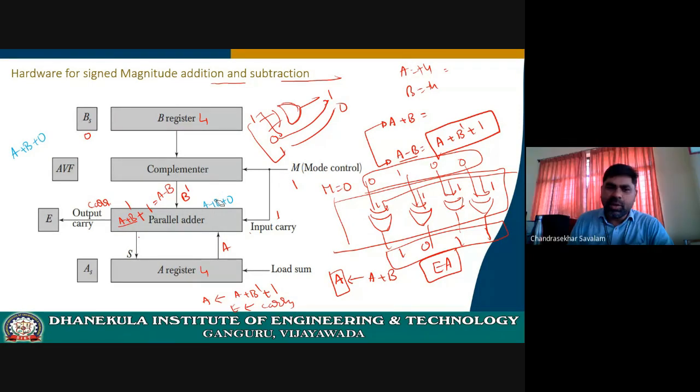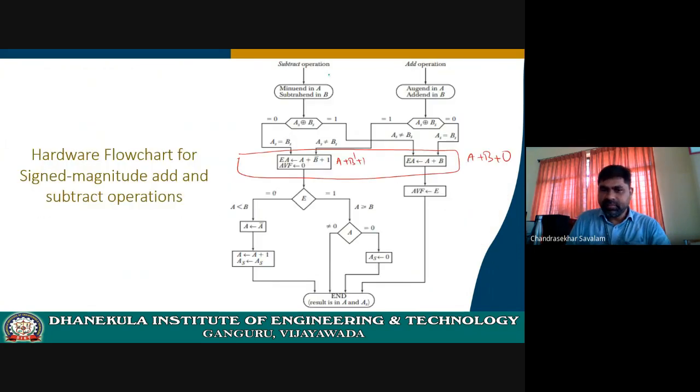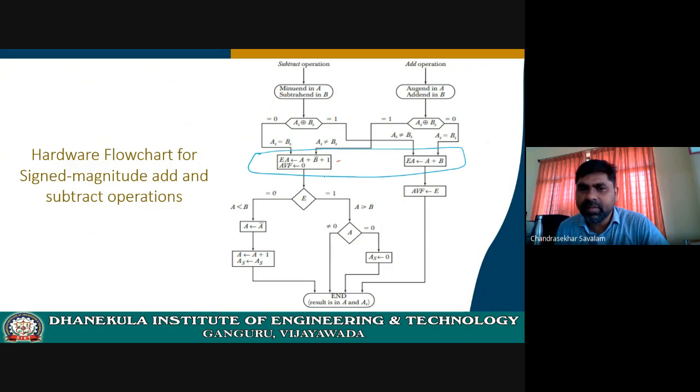Suppose mode is equal to 1. If one input of the exclusive OR gate is 1, the output is the complement of the other input. So in that case, you are going to get A plus B complement plus 1. So in hardware implementation, we use a single parallel adder to execute both addition and subtraction. Even though in this flow chart we represented them separately, these two tasks are implemented in a single block. Understand, students?